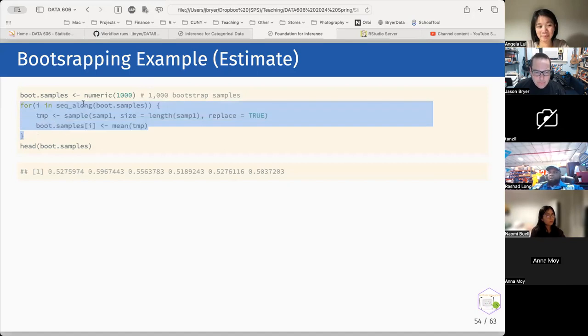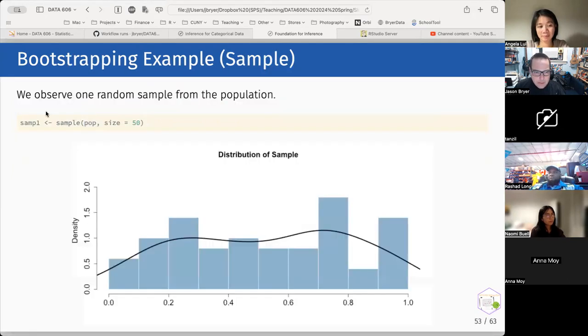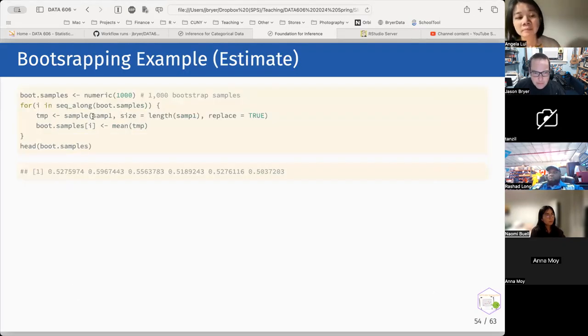So now I'm going to loop through this vector. And for each one, I'm taking a sample from my sample, right? So remember, samp1 is a vector of length 50. And what am I going to do? I'm going to sample 50. And if I did only this, I would just be shuffling my data. And then when I calculate the mean, I would have the same mean every time. But what the bootstrap, or what Efron showed, is that if I put replace equals TRUE, some values will be there more than once, some not at all.